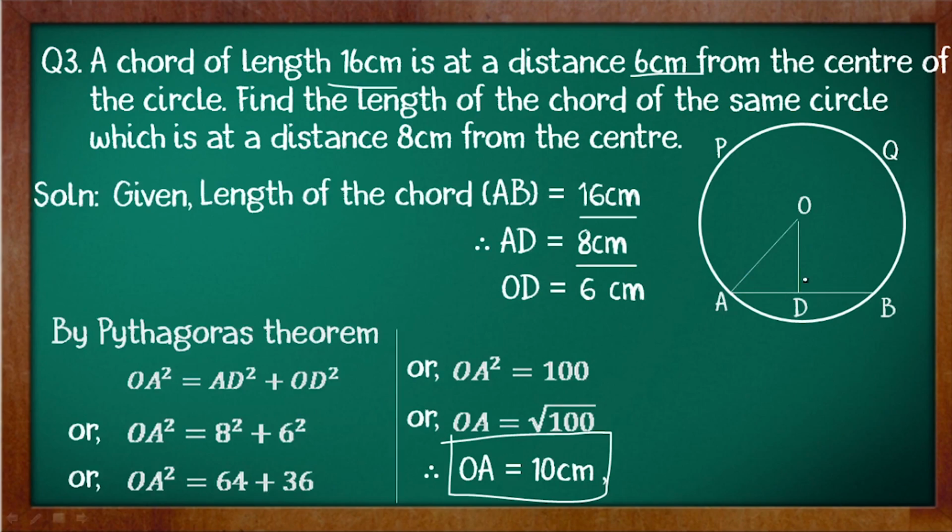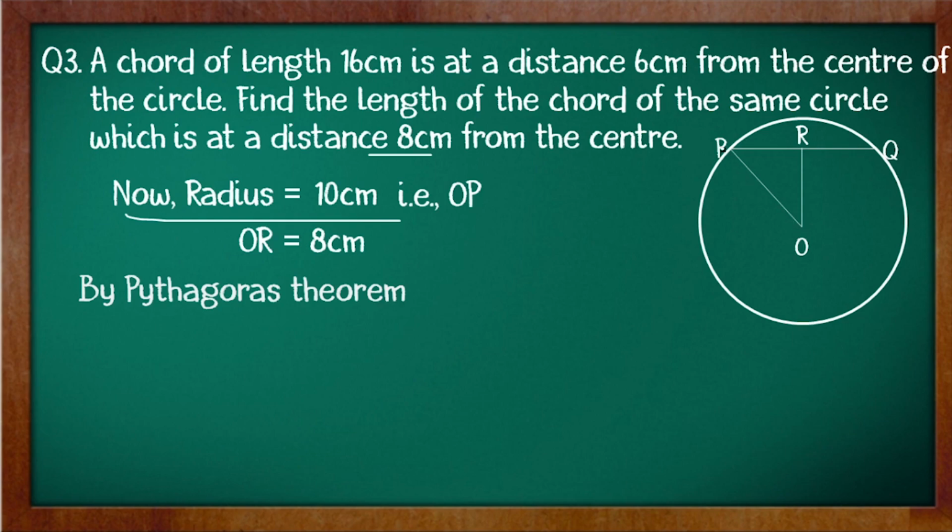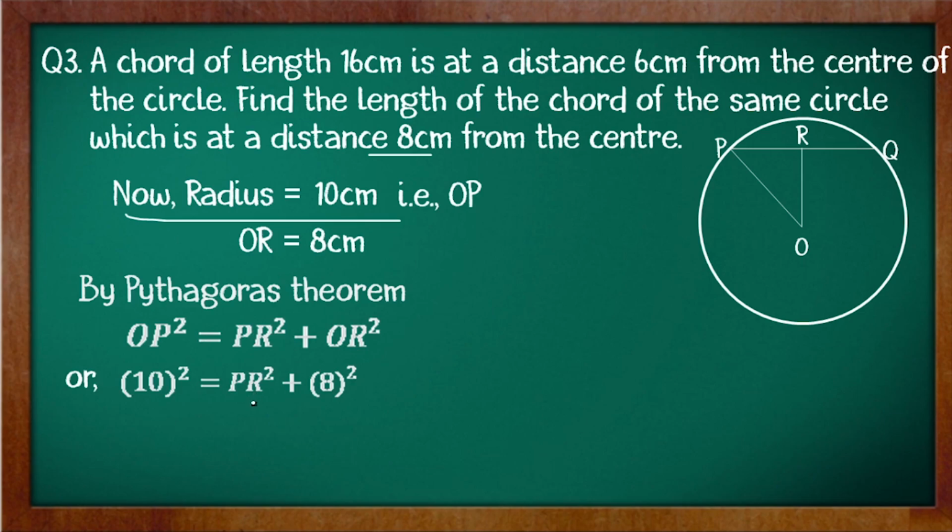Now see here, this PQ is here, and this distance from the center is given, and we will join O and P. We will use Pythagoras theorem on this triangle and try to find the length of the chord. The radius is 10 centimeter, so that will be OP, and OR is given as 8. The distance from the center is already given as 8 centimeter. Now we need to find PR. So we'll use Pythagoras theorem. OP is the hypotenuse, PR is the base, and OR is the perpendicular. So hypotenuse squared is equal to base squared plus perpendicular squared. OP is 10, PR we don't know, and OR is 8.